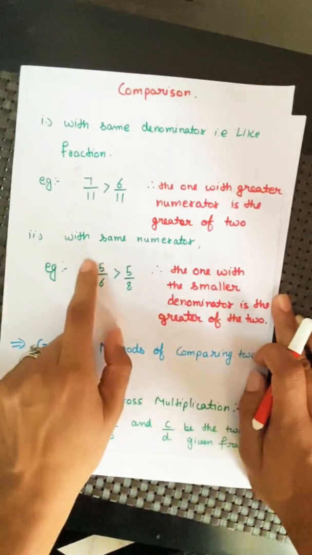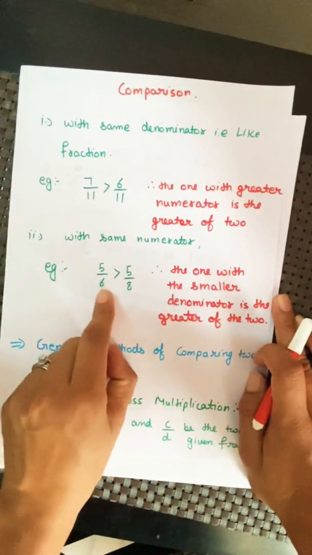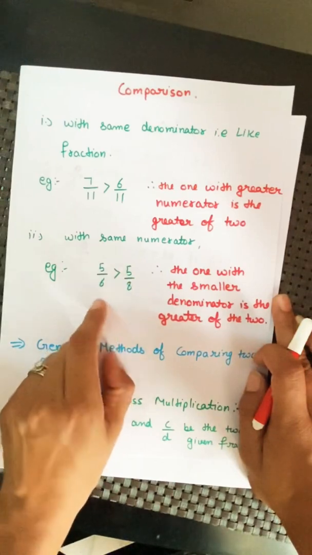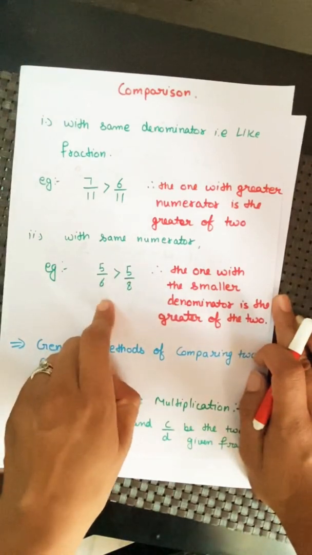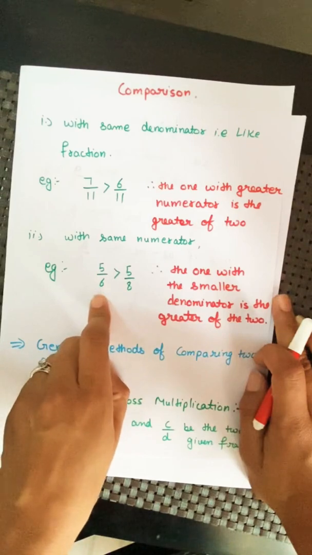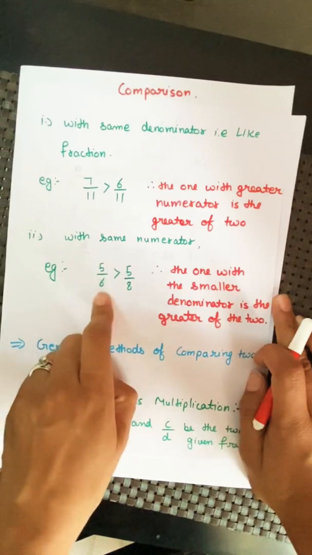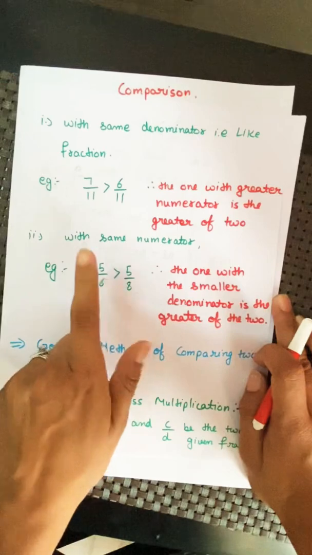Like you can see here, 5 by 6 and 5 by 8. If we compare, the numerators are the same, so we will compare the denominators 6 and 8. As 6 is less than 8, 5 by 6 is a greater number than 5 by 8.